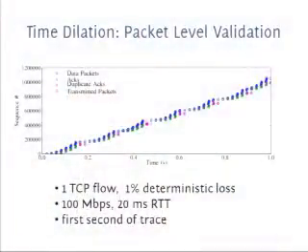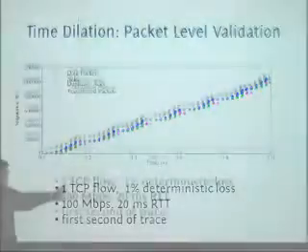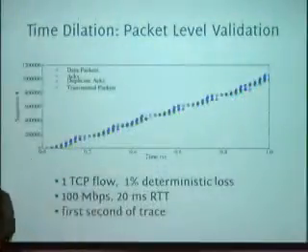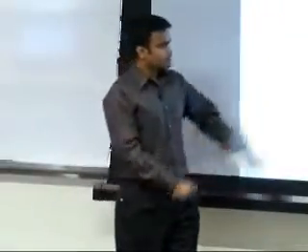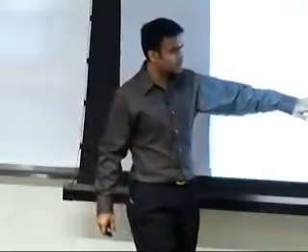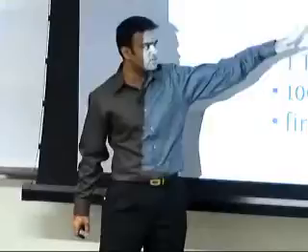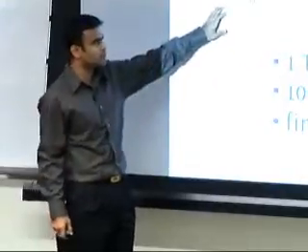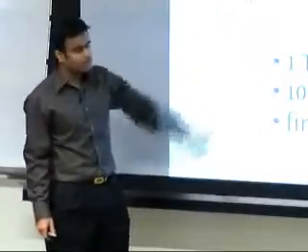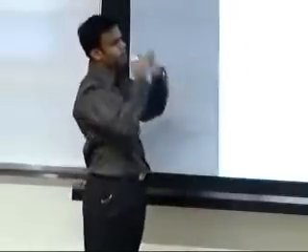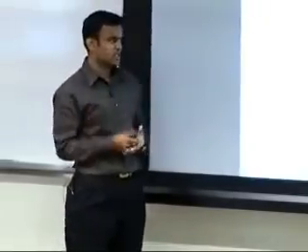Here we have a single TCP flow, and we inject 1% deterministic losses in this TCP flow. It's going across a 100 megabit per second link with a round trip time of 20 milliseconds. And we're looking at the first second of trace. On the x-axis, you have time since the beginning of the experiment. On the y-axis, you have the sequence numbers. Basically, this is showing a packet sequence diagram of the first second of trace.